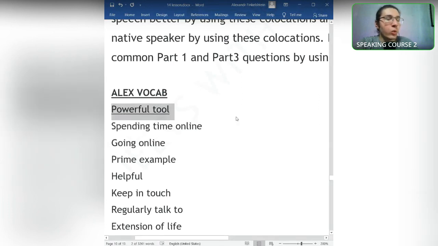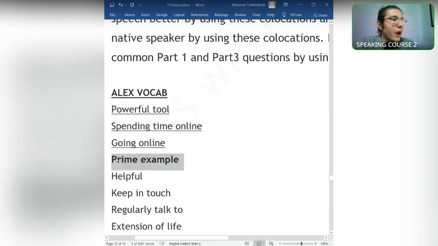I'm going to underline the words that are just good collocations. So they're not necessarily difficult. You don't need to learn them specifically, but they are good collocations. Spending time online, going online.